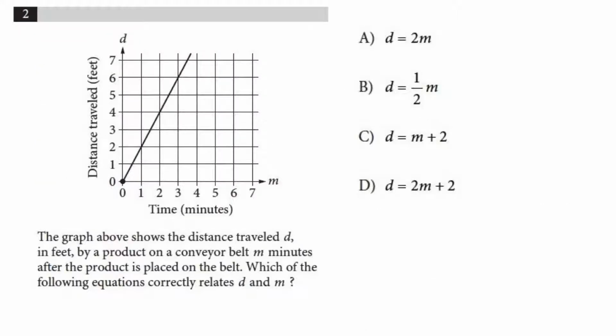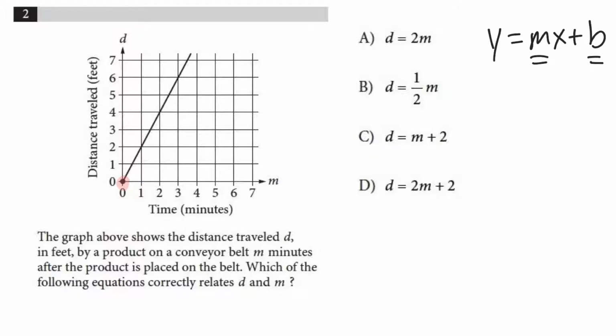Number 2. The graph above shows the distance traveled d in feet by a product on a conveyor belt in m minutes after the product is placed on the belt. Which of the following equations correctly relates d and m? Well, this comes up a lot on the SAT. These are equations in slope-intercept form. So we just need to figure out the slope and the y-intercept. We can see that it's pretty clear that the y-intercept is 0.